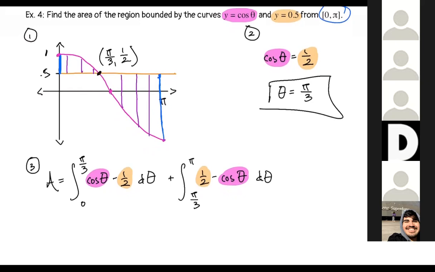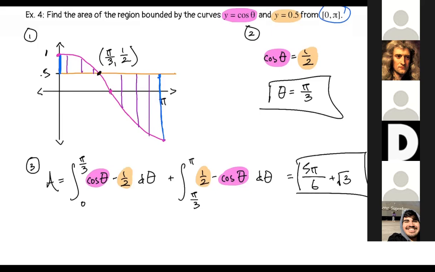But at the end, after all of your computations, your target answer is 5 pi over 6 plus root 3. So you are now entering a world where these are considered quote unquote nice numbers. I know you can scream a lot inside about it, but these are now nice numbers. Welcome to the next phase of your life.